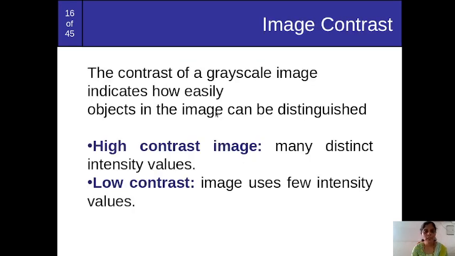The image contrast of a grayscale image, and here we are talking only about grayscale images, can be high or low. What is meant by high contrast images? We have very distinct intensity values present in the image. Low contrast images, on the other hand, have very few intensity values.